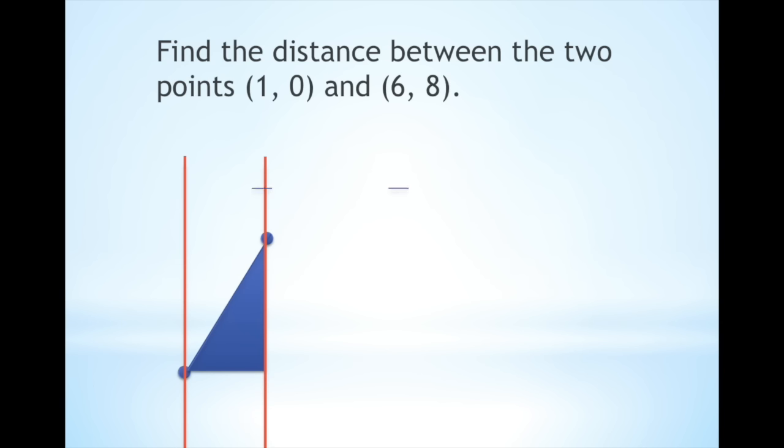So if I think horizontally, 1 and 6 are my start and end points. So I went from 1 to 6, or another way to calculate distance would be 6, where I ended up, minus 1, where I started from, which gives me a distance of 5.